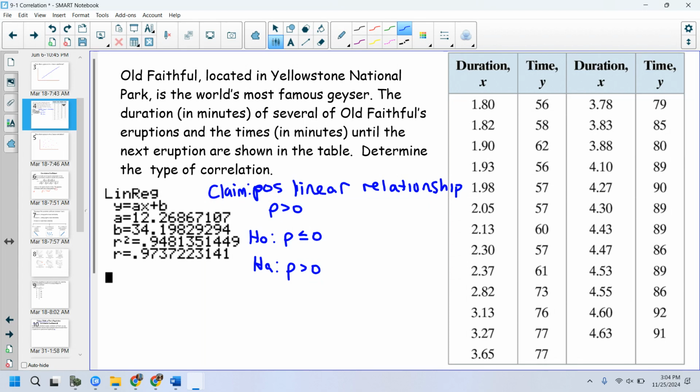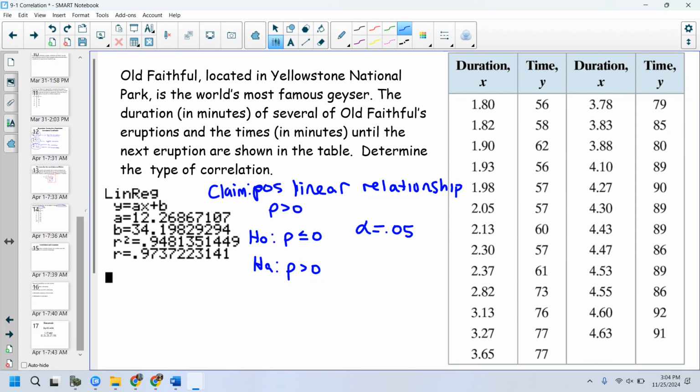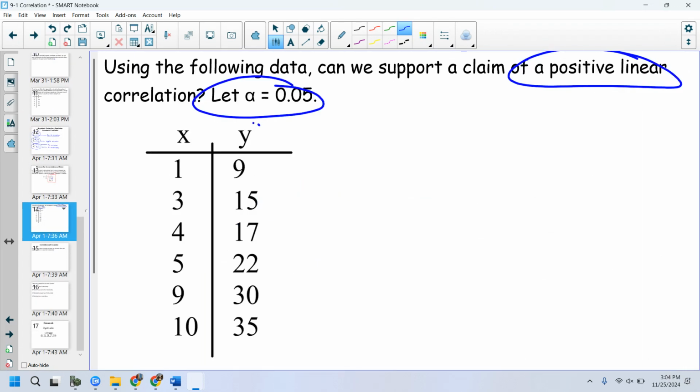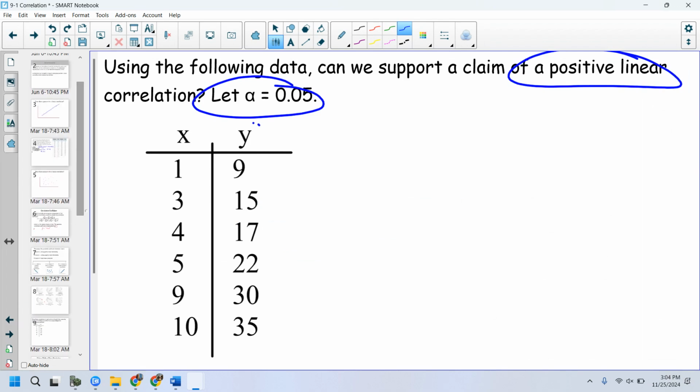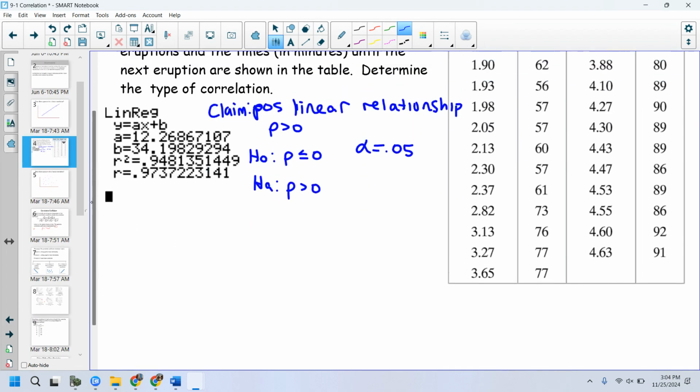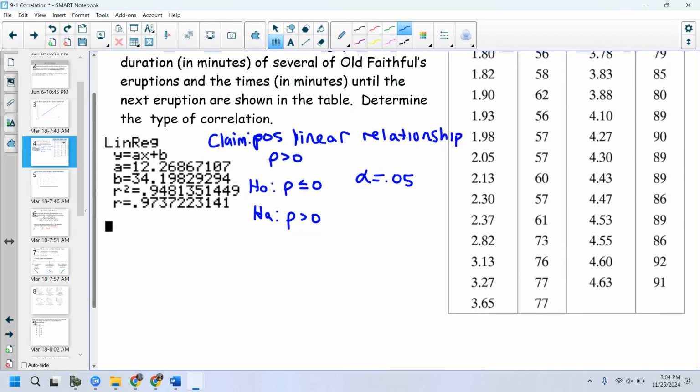Okay, so let's run our hypothesis test. I think we said at the alpha 0.05 level. Let me just run back and check that real quick. Yep, the alpha 0.05 level. We're checking it at the alpha 0.05 level, and we had seen that the R value was 0.973. Let's just round it to there.